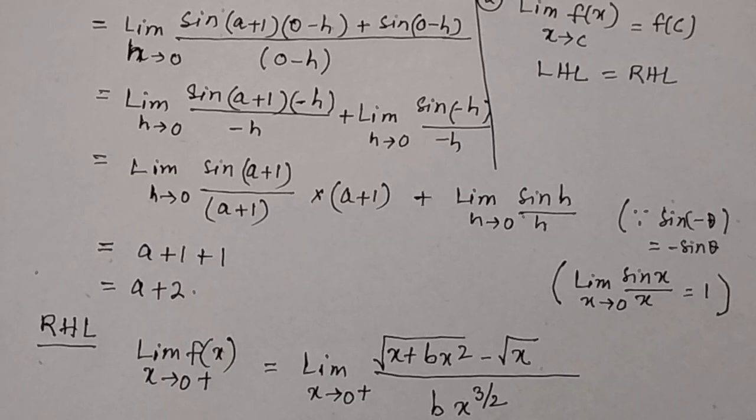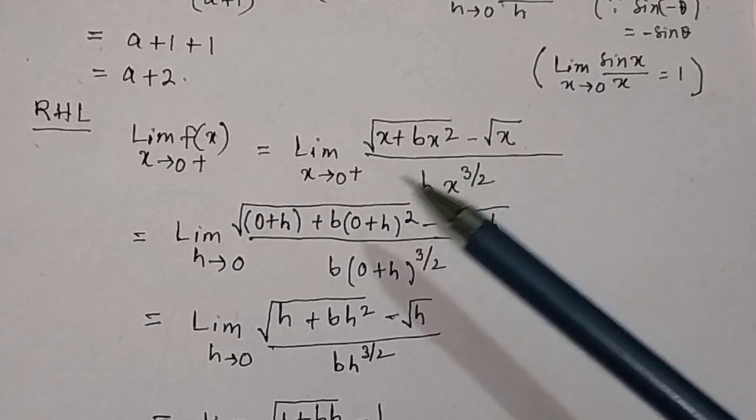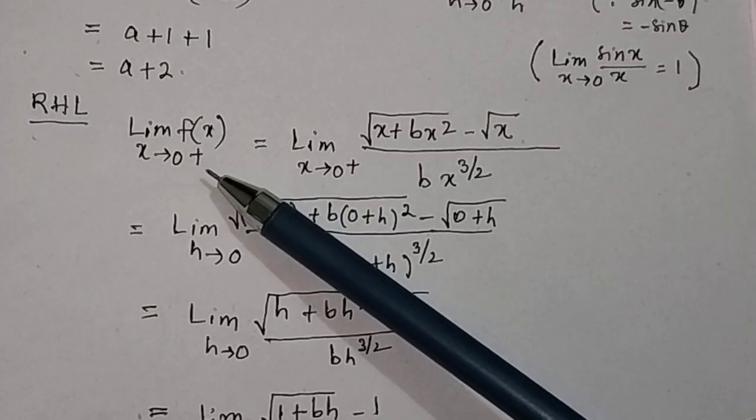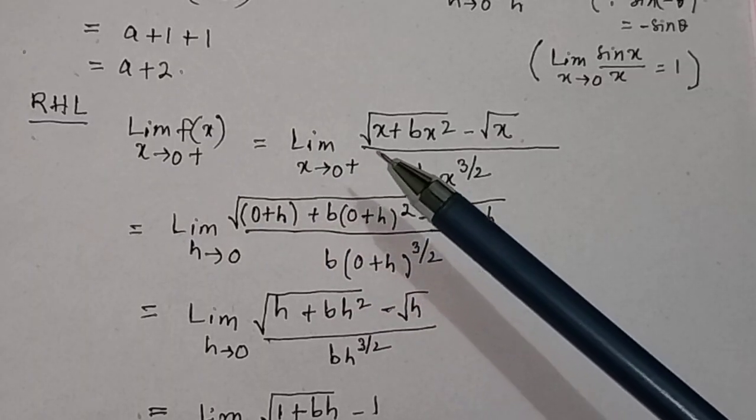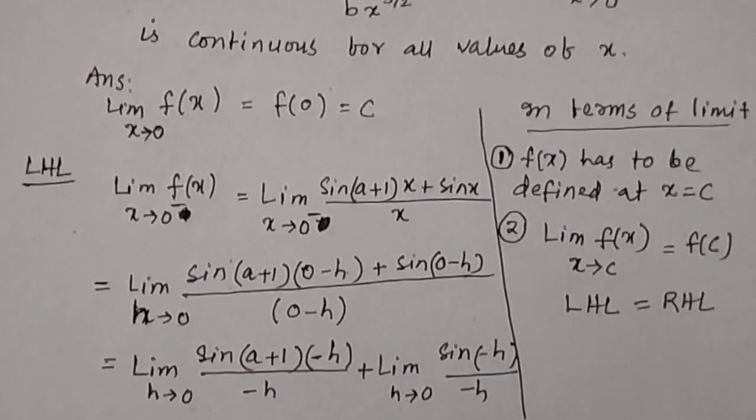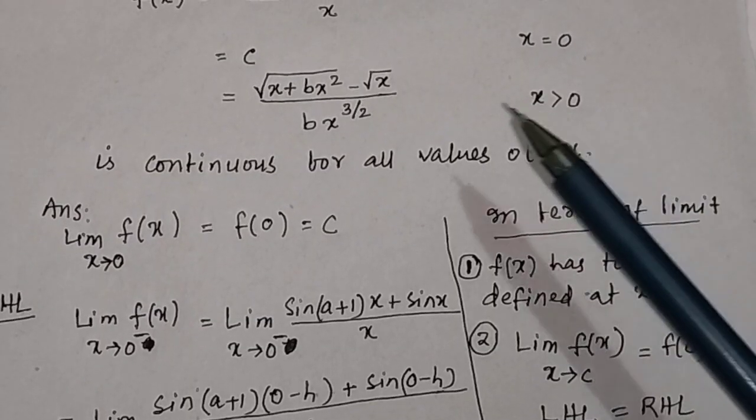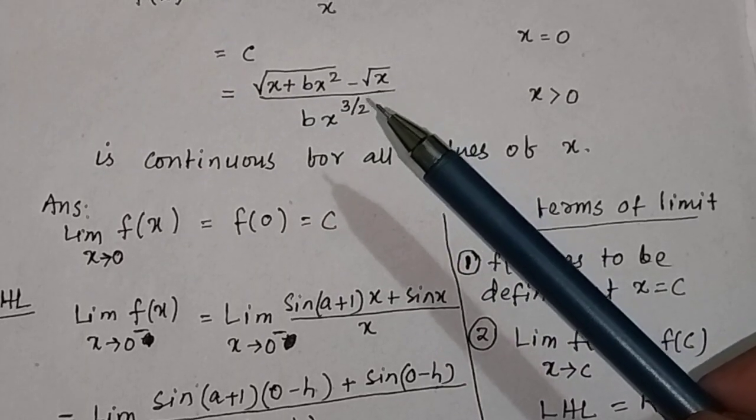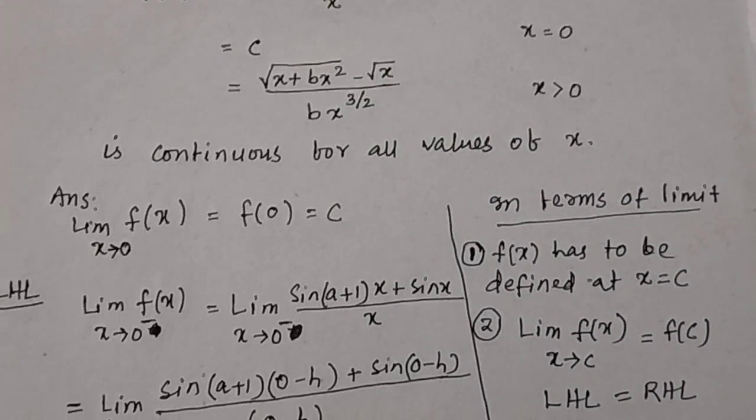Now let us calculate the right hand limit. To calculate the value of the function for the right hand limit, we take x approaches 0 plus. So limit of f(x), x approaches 0 plus, and the given function, for x greater than 0, is (x plus bx square root minus square root of x) divided by bx to the power 3 by 2. So this function we have to take for x greater than 0.